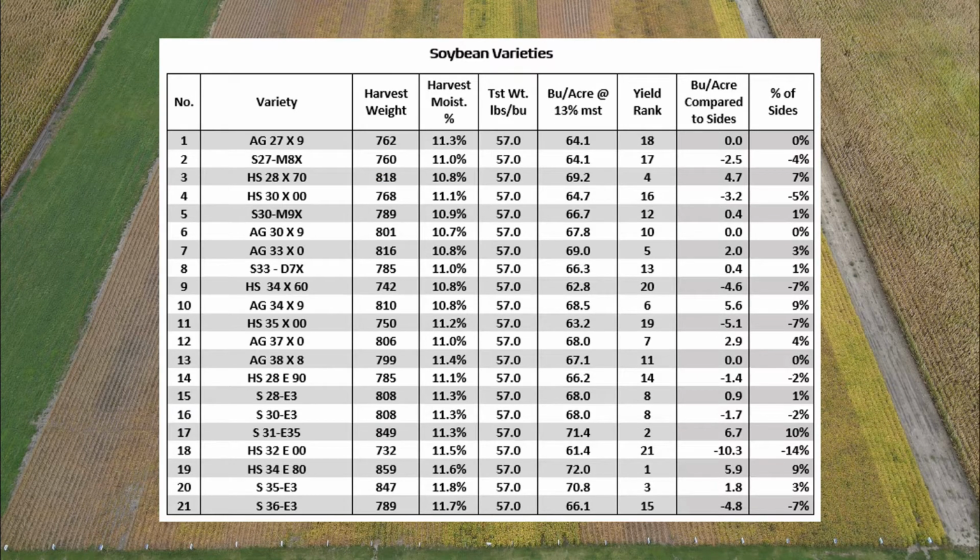Our soybean seed and variety plot yielded quite well, with a range of 61.4 bushels per acre up to 72 bushels per acre, giving a 10.6 bushel variance. The three highest yielding varieties were the High Soy 34 E80 at 72 bushels, NK S31 E35 at 71.4 bushels, and the NK N35 E3 at 70.8 bushels per acre.